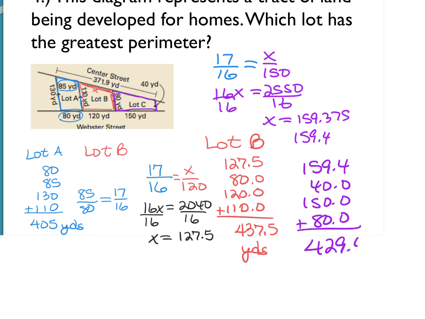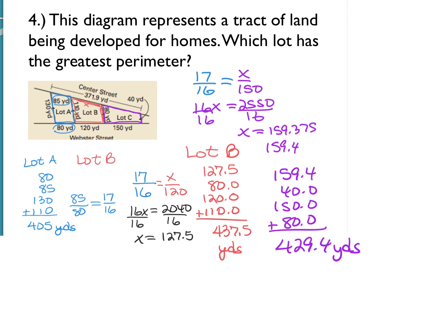Now, one other thing I could have done for lot C, since I knew the whole length of Center Street, I could have also taken the total here, the 371.9, and I could have subtracted what I was given for lot A, what I found for lot B, subtracted these two numbers from the total, and this still would have given me the 159.4. So if you didn't want to do the proportion, you could have subtracted out the two pieces you already had.